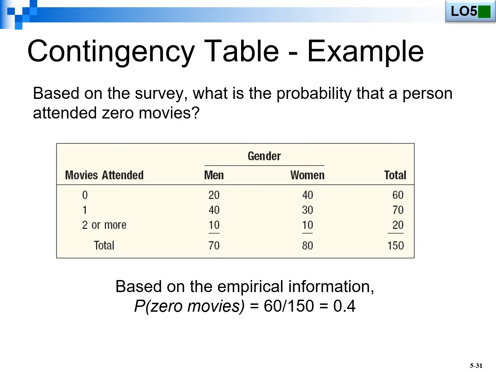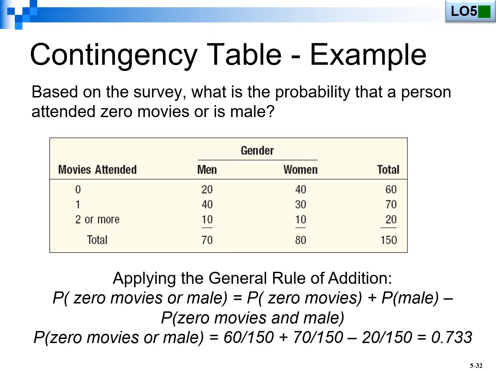So if you were using this table to get some probabilities, and the question was, what's the probability that a person didn't attend any movies? So that means both men and women. You're talking about the margin. So the margin in this case is 60. And to convert that into a probability, you would just divide that by 150. And so the answer would be 0.40.